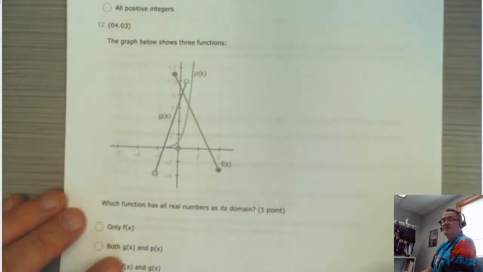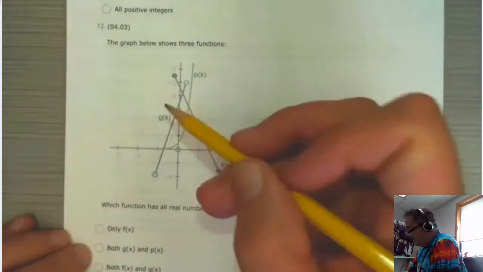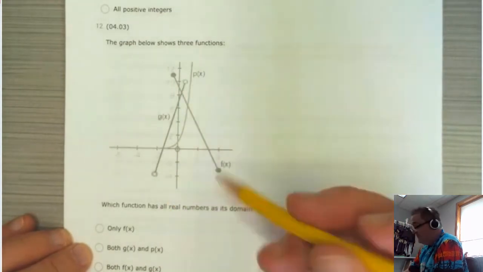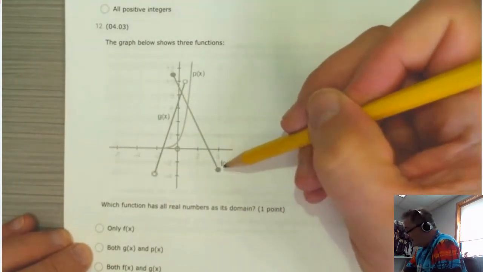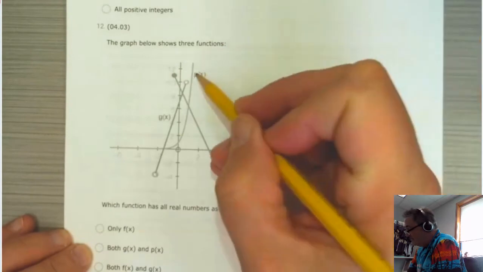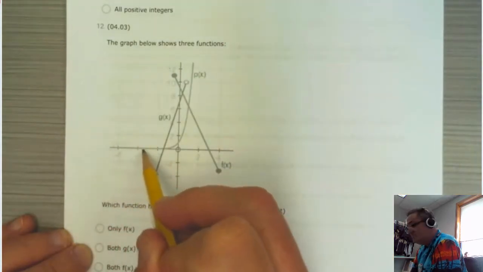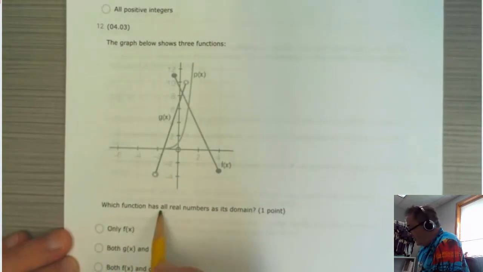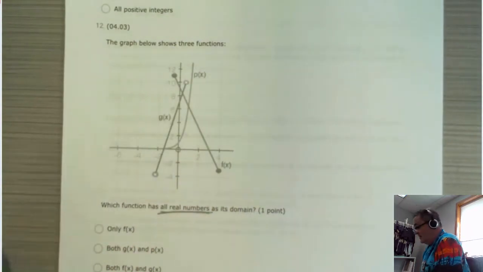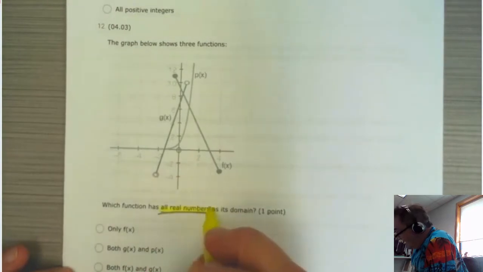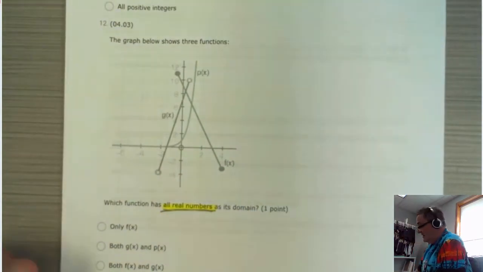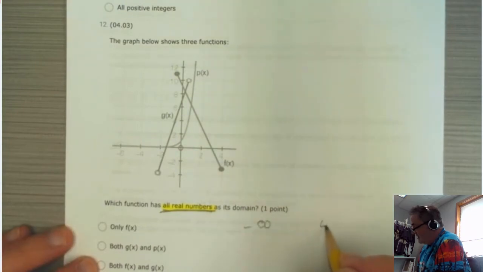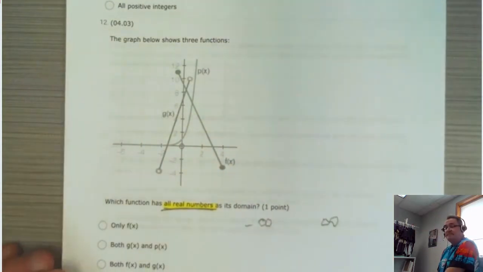All right, let's look at this. This graph shows 3 functions. Here's g of x. It's right here. Has these hollow circles. Here's f of x. It has filled in circles. And here's p of x, which is an exponential. It starts small and it gets bigger and bigger and bigger. Which function has all real numbers as the domain? All right. That means negative infinity to positive infinity. Negative infinity all the way to positive infinity. Everything in between as the domain.